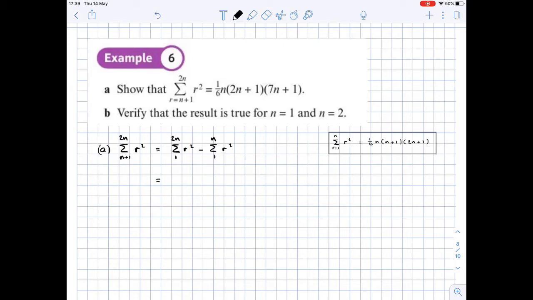Now, using our formula gives us a sixth. n in this case is 2n, as you can see. 2n plus 1, and then be careful here because it is 2 times 2n plus 1, and from that we're going to subtract a sixth. This time n is n, so n plus 1, 2n plus 1. Now we can tidy that up a little bit.